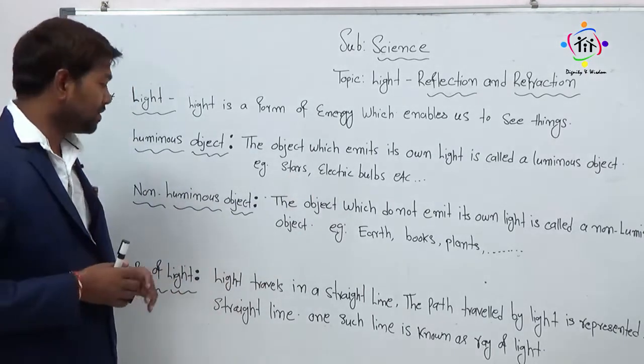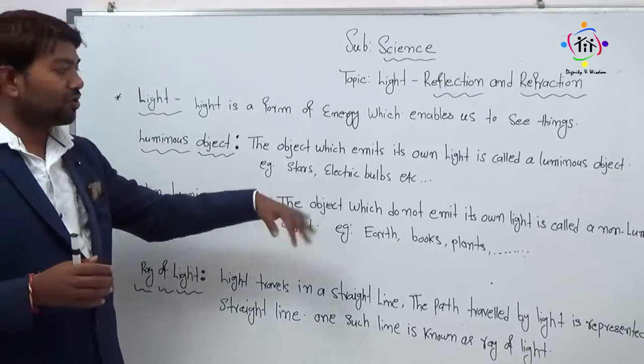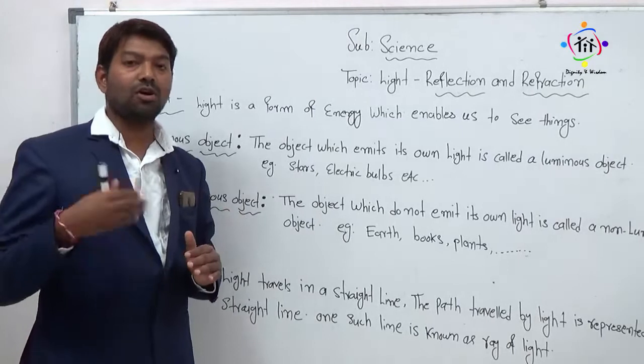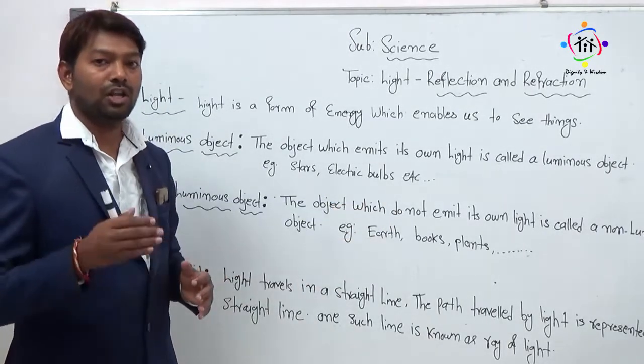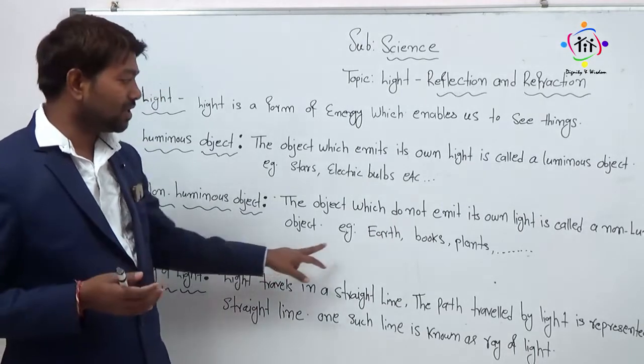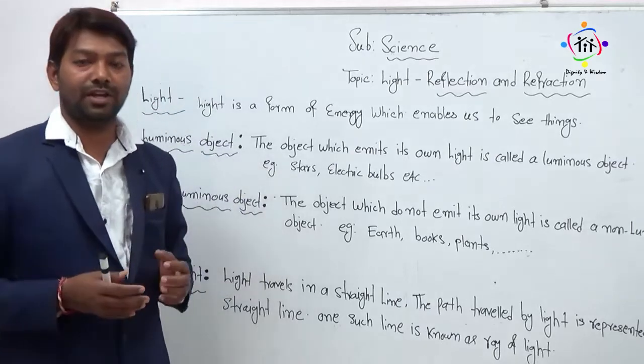And the second type is non-luminous object. The object which does not emit its own light is called non-luminous object. Examples: earth, books and planets. Now I will explain you in detail.